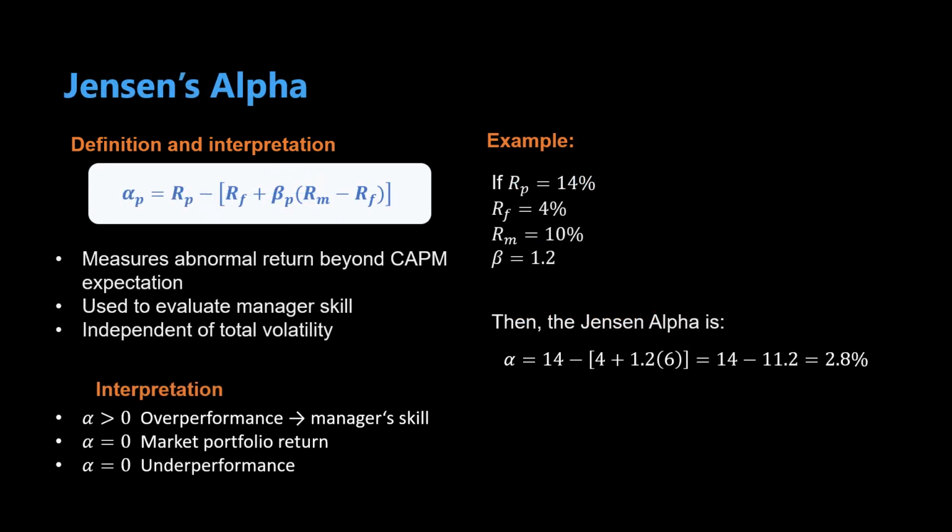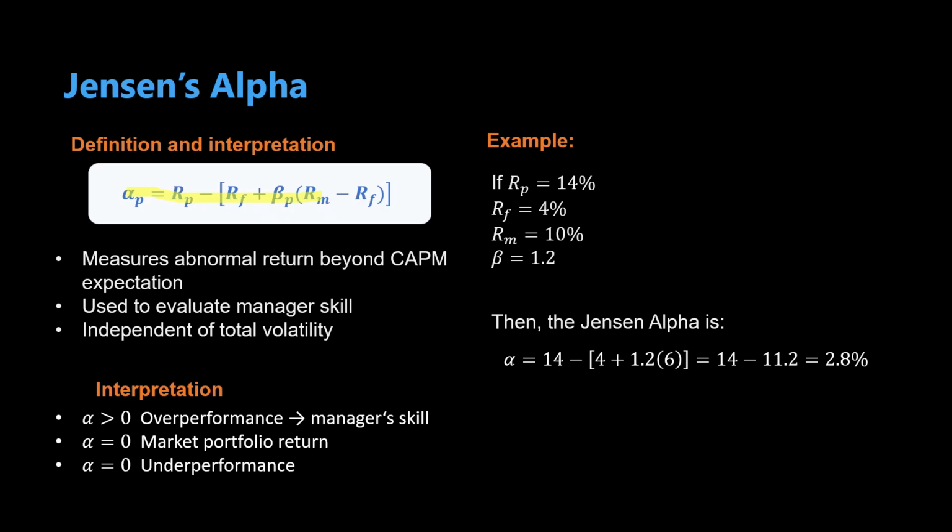Jensen's alpha takes a fundamentally different approach. Rather than asking how efficiently a portfolio earned excess return, it asks, did the portfolio manager earn more than what the capital asset pricing model, the CAPM, would predict given the level of systematic risk taken? The formula is as follows. Alpha equals the actual portfolio return minus the expected return calculated using CAPM. That expected return is the risk-free rate plus beta times the market risk premium. We have already discussed these in our previous video.